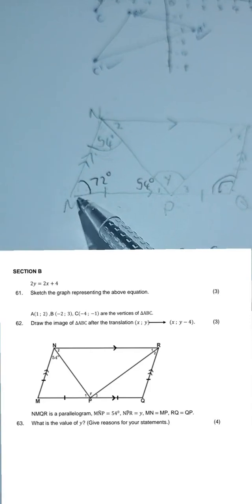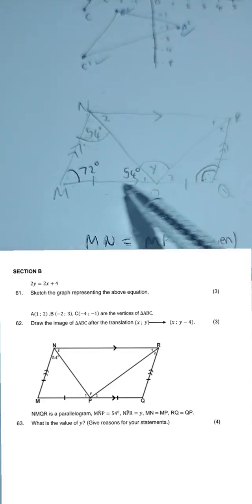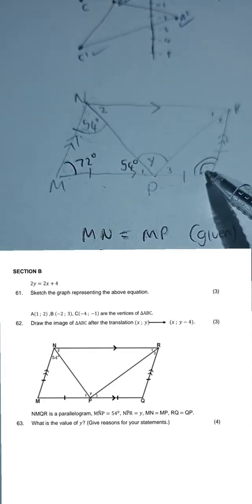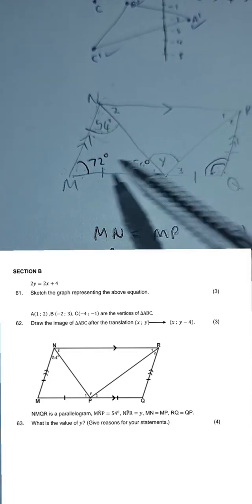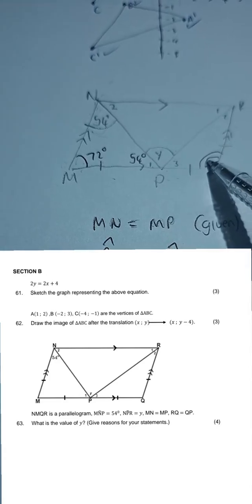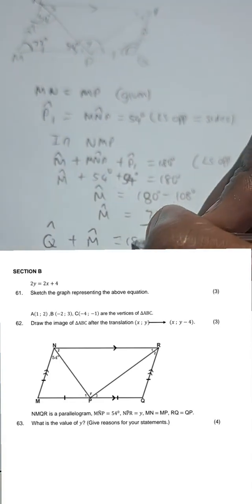What do we know about co-interior angles? If these lines are parallel, the U shape, this angle and this angle are your co-interior angles. They add up to 180. Their sum is 180. So we say angle Q plus angle M is equal to 180 degrees.